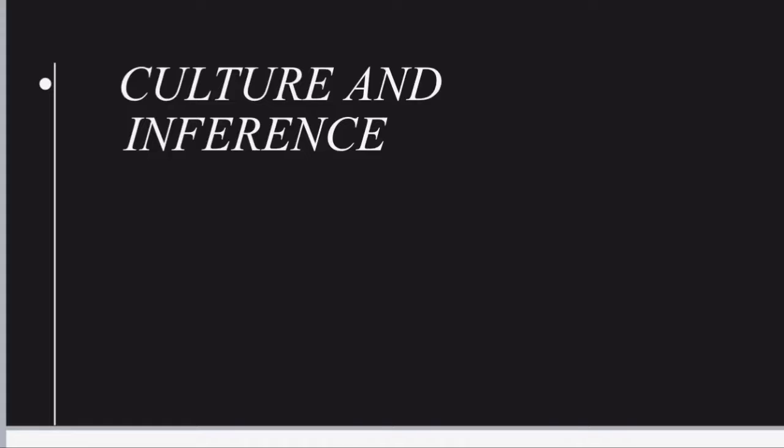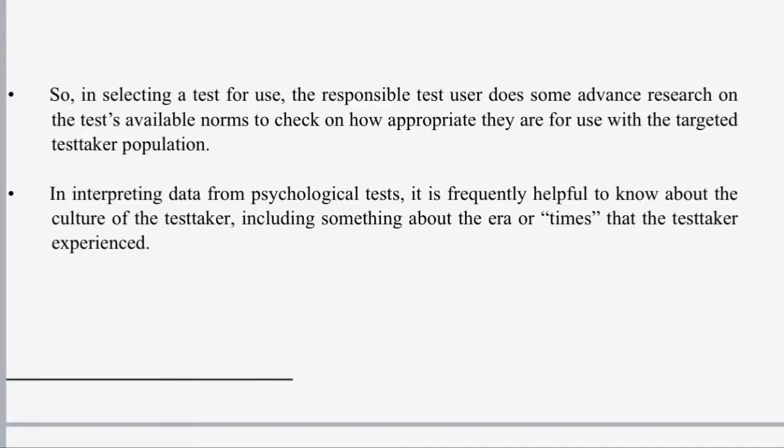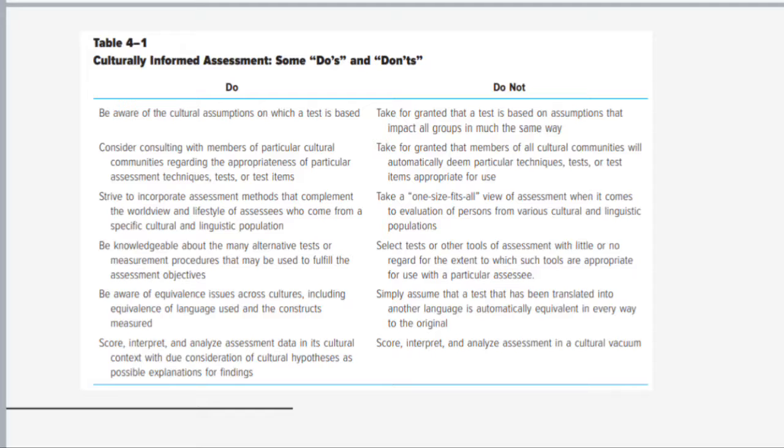So, let's go to culture and inference. So, in selecting a test for use, the responsible test user does some advance research on the test's available norms to check on how appropriate they are for use with the targeted test taker populations. In interpreting data from psychological tests, it is frequently helpful to know about the culture of the test takers, including something about the era or times that the test takers experience. So, these are the do's and don'ts.